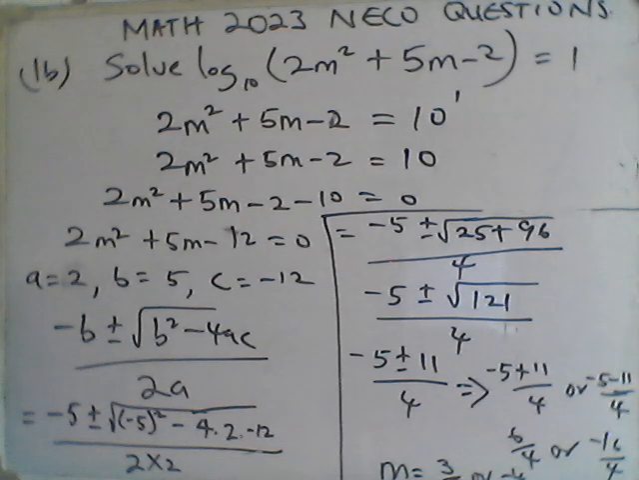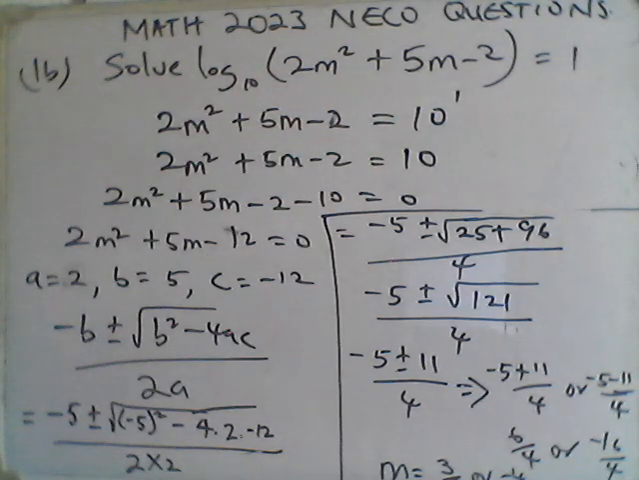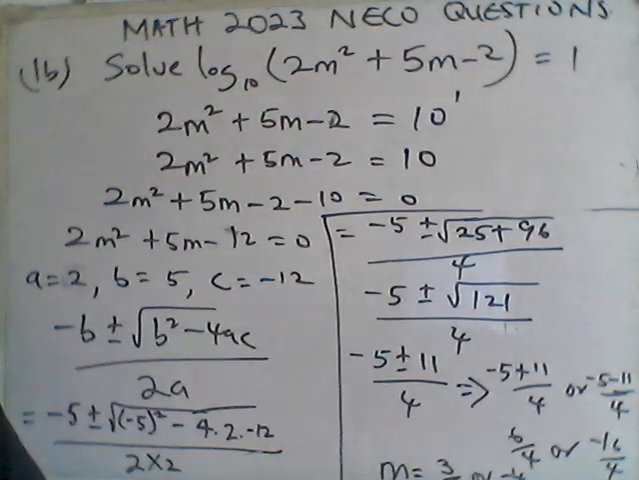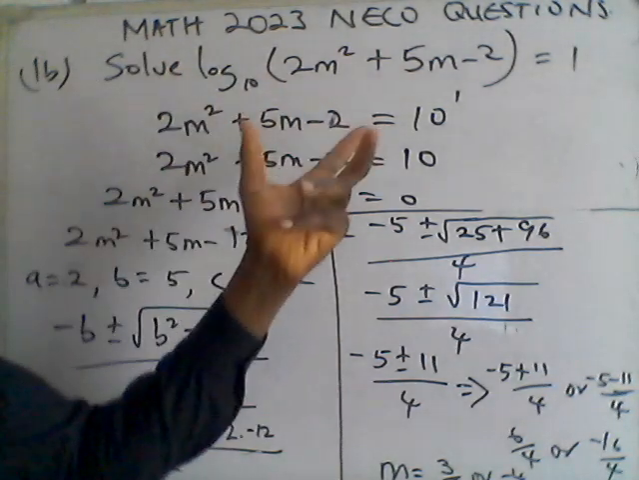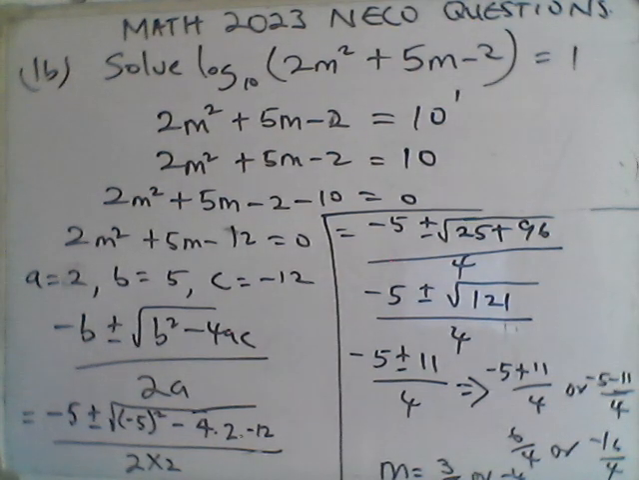So the answer to this is either of these. If in the question it is specified that m should be positive, then you choose m as positive. Understand? That is 3 over 2. But if they say we should just find the value of m from here, then these are the two possible answers for that question. So we'll dive on to the next question.